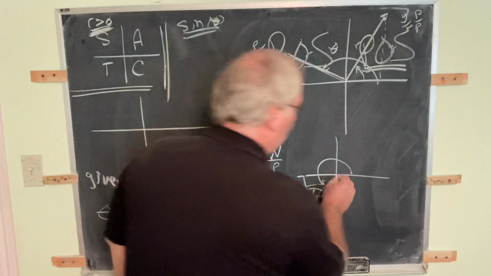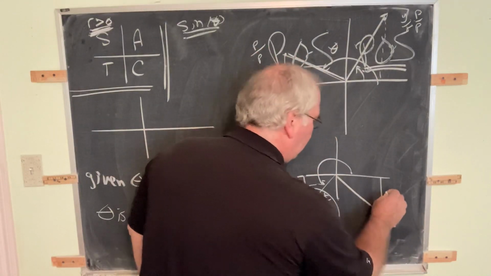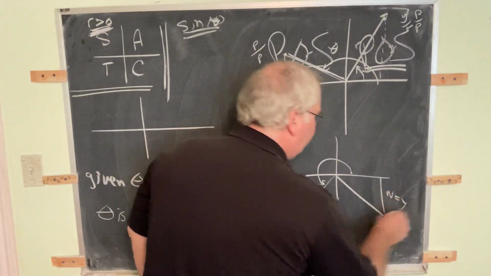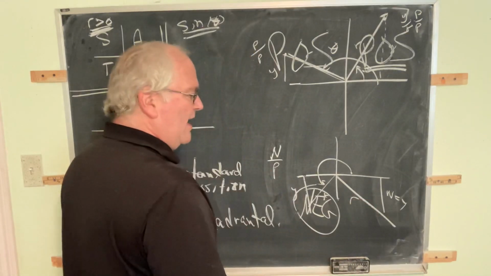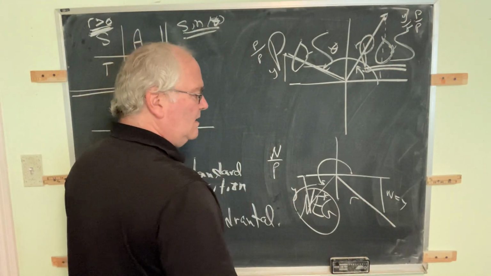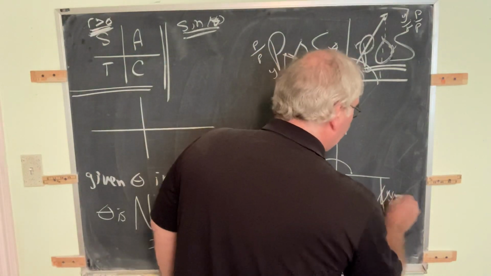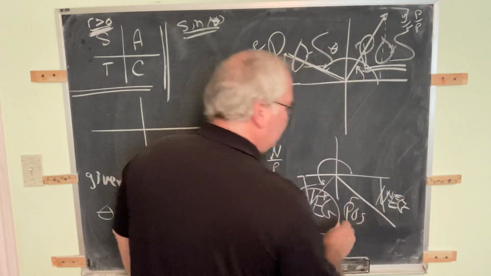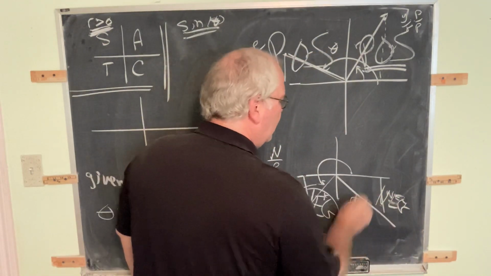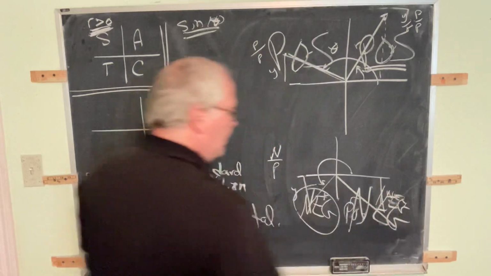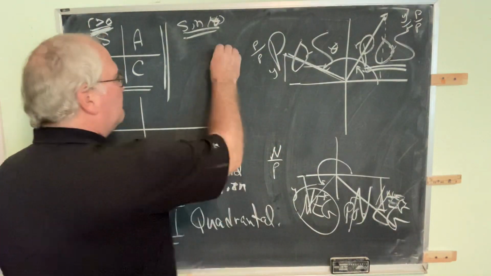And then finally, if you're in quadrant 4, there's the y coordinate. This is negative, is that right? Y is negative, but r is positive no matter what. And so we have negative divided by positive. What's negative divided by positive? That's negative, right? So that's the moral of the story.